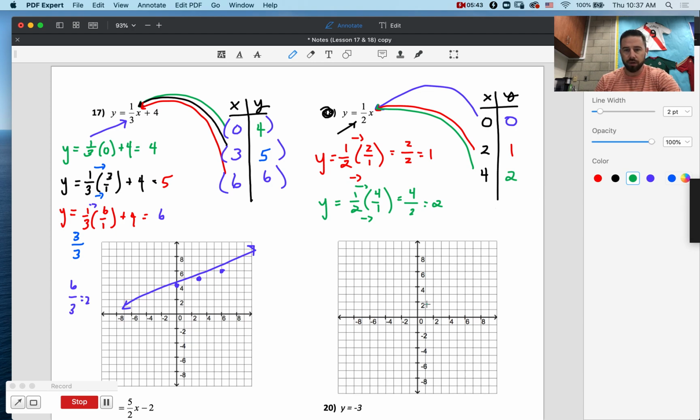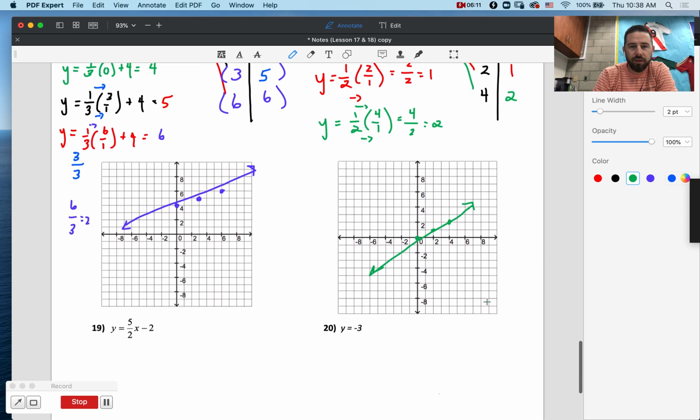Let's graph it. 0, 0, 2, 1, 4, 2. Let's see if I can actually hit the points this time. Man, that's bad. But I think I found one of the points. The line isn't straight, but it is what it is.